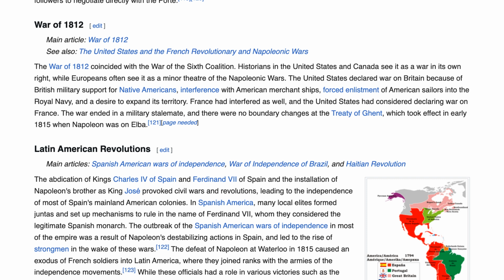France had interfered as well, and the United States had considered declaring war on France. The war ended in a military stalemate, and there were no boundary changes at the Treaty of Ghent, which took effect in early 1815 when Napoleon was on Elba.